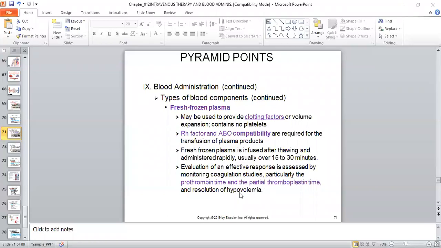Sometimes they ask what the normal prothrombin time is, and what the normal partial thromboplastin time is. You must know this for the NCLEX board.